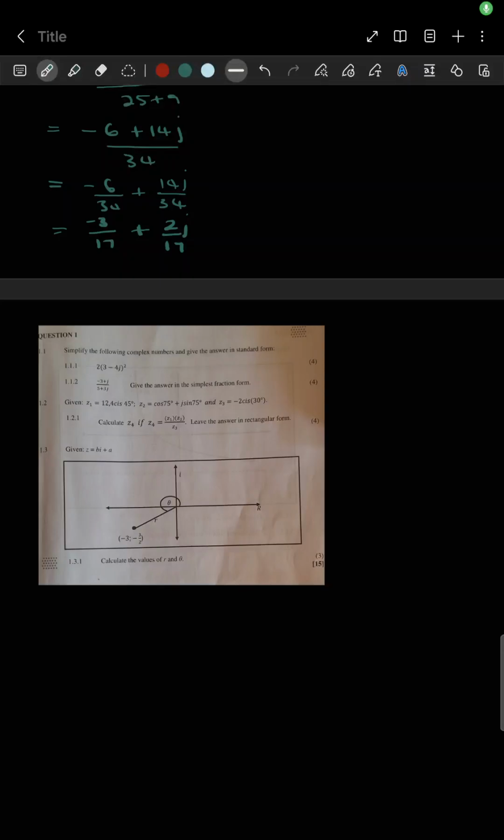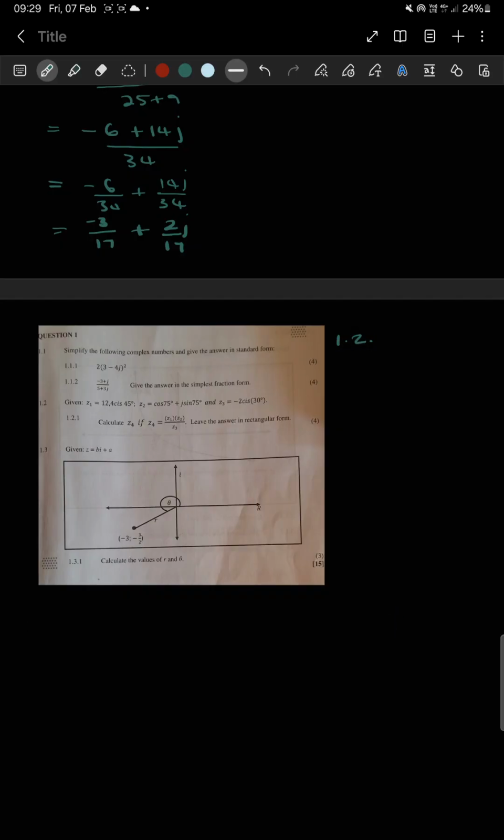Ladies and gentlemen, we are continuing. We are going to look at 1.2 and 1.3 of the November 2024 final paper. 1.2, let's go.